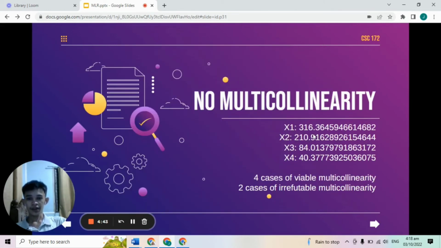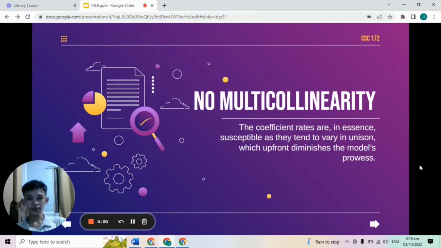Here are the variance inflation factors for each variable, and 4 cases of possible multicollinearity emerge. Meanwhile, there are 2 cases of irrefutable multicollinearity. Hence, the coefficient interpretation is tricky. A predicament is when the degree of correlation between explanatory variables is intense. It denotes that alterations in one variable are associated with shifts in other variables. The coefficient estimates are in essence unstable, as they tend to vary in unison, which directly diminishes the model's power.